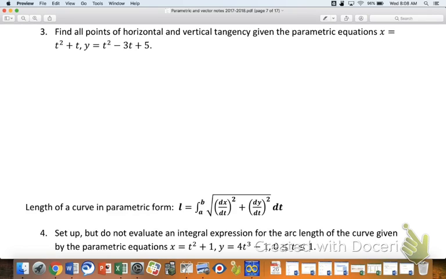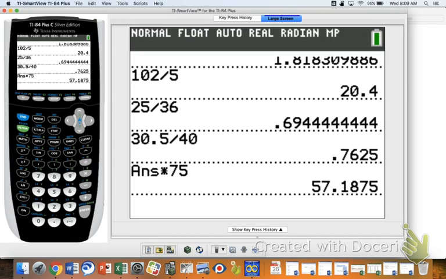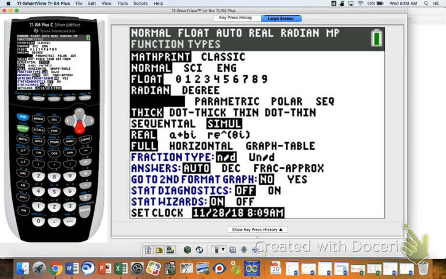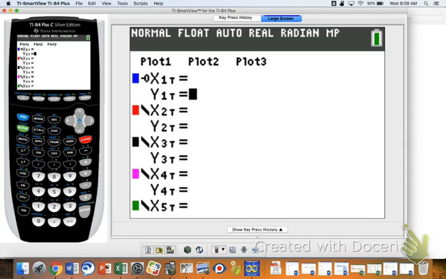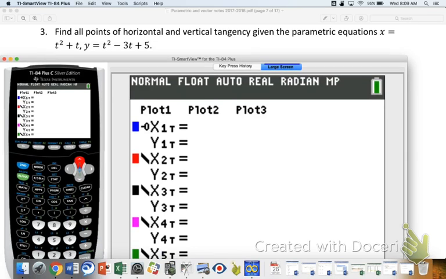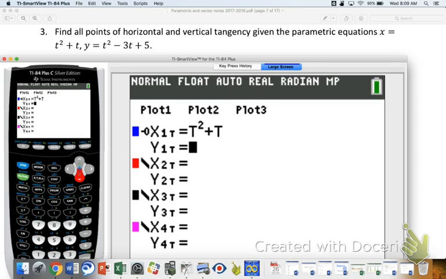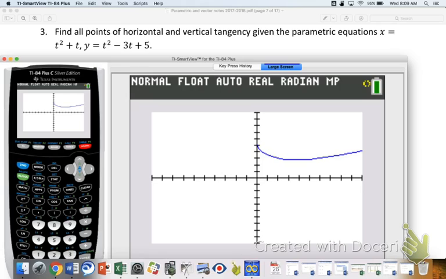If you're having issues with the graph, maybe something to think about is to go into your window. I'll show you. I'll check it out myself here. Parametric mode. So t squared plus t, squared minus 3t plus 5. So I just put it in there. If I hit graph, yeah, I can see how someone would look at this. Maybe this is what you had on your graph.